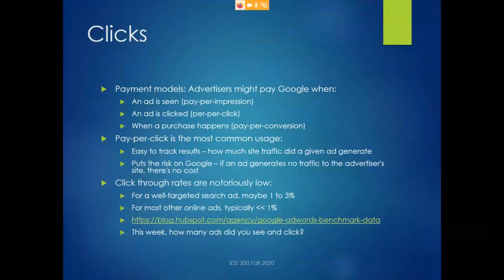Anyway, so pay-per-click is the most common, again, because it's easy to track results and it's a good balance of risk. Click-through rates, though, are notoriously low. Even if you have a well-targeted ad that's showing along with search results, if you're getting 3% clicks on that, that's actually really good. For most other online ads, for untargeted ones, typically way less than 1%. So around the order of 0.1%. And you can think about that yourself, right? If you're out looking around on other random sites, you see lots of ads all the time. How often do you click on one, right? Most people hardly ever do. So yeah, that 1 in 1,000 sounds plausible.